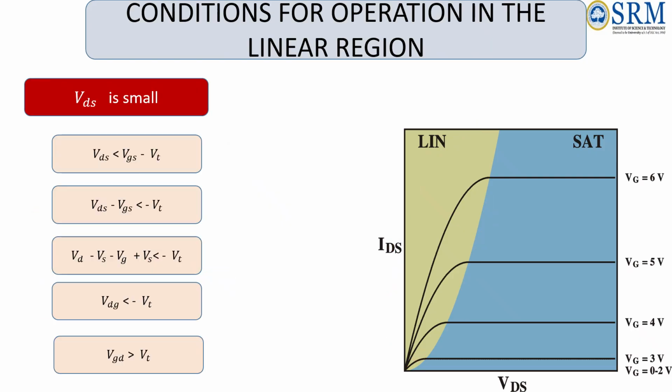So what should be the different voltages to keep the MOSFET in the linear region? The first condition should be VDS is small. VDS should be smaller than VGS minus VT. Rearranging the equation, we get VDG should be less than minus VT, which yields VGD should be greater than VT.